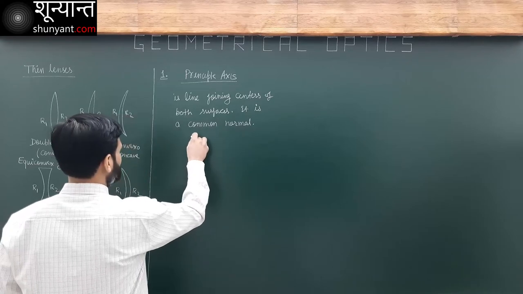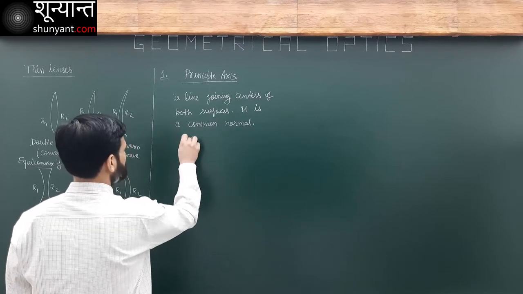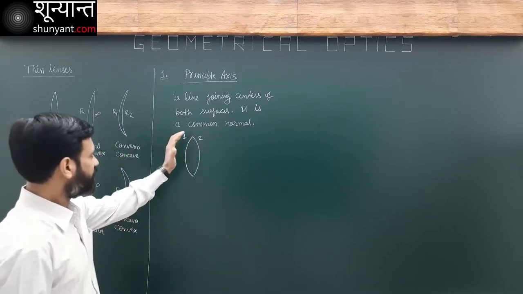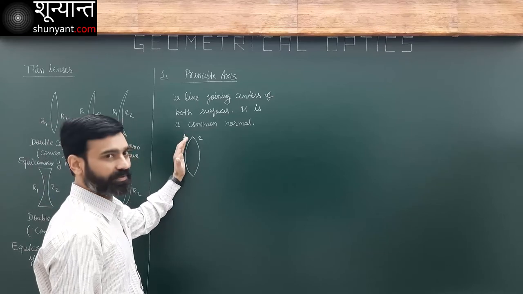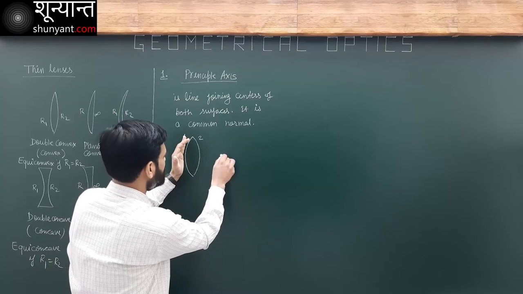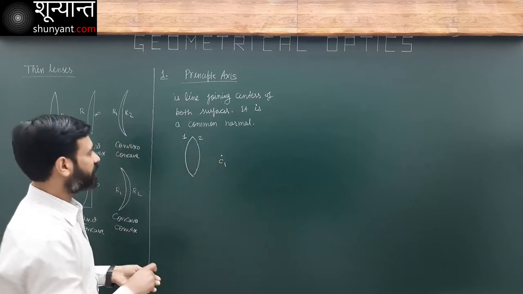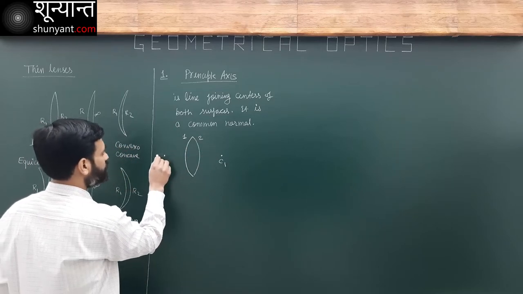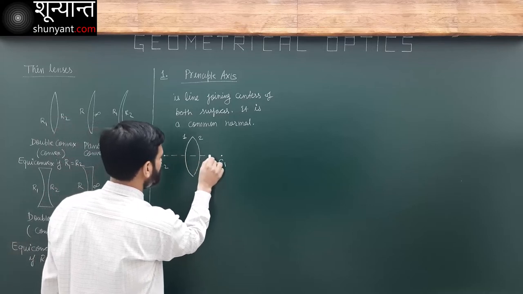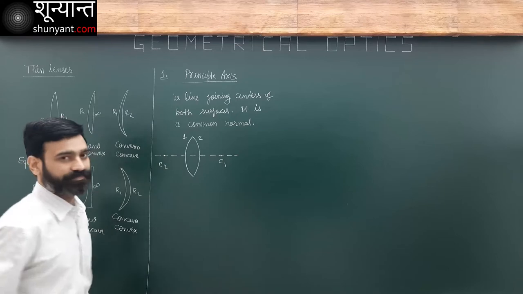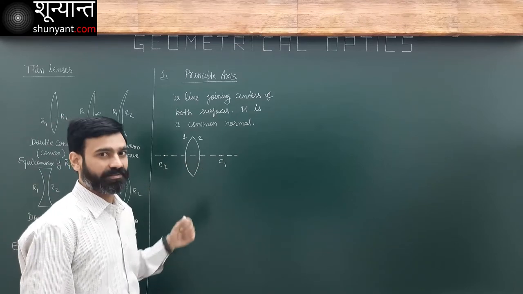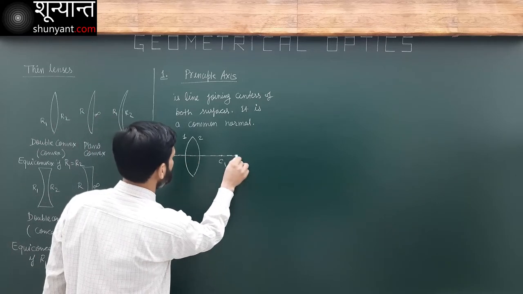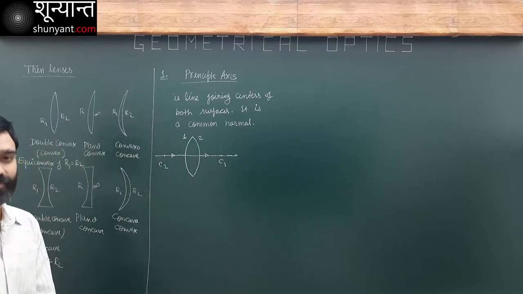Now if I have a lens, this is the first surface, and this is the second surface. Where will be the center of this first surface? The center of this first surface is going to be on the right side here. Let's say this is C1. The center of this second surface is going to be on the left here. This becomes C2. When I join these two centers, this is going to be my principal axis. It will be common normal. So if I have a light ray passing through this principal axis, it is going to pass undeviated.